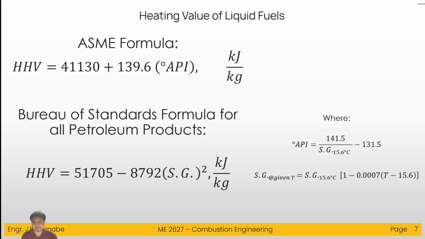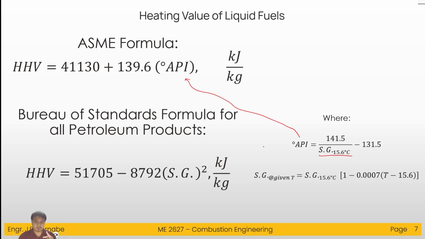Okay, and then we have a few last ones for liquid fuels. So we also have an empirical formula for finding the heating value of these fuels. The formula is 41130 plus 139.6 times API. API is actually another measure. It's like a temperature, but it's not the temperature. And this is usually found when you have the specific gravity of the fuel given at 60 degrees Fahrenheit. Given your specific gravity you can find the API, therefore you can find the higher heating value.